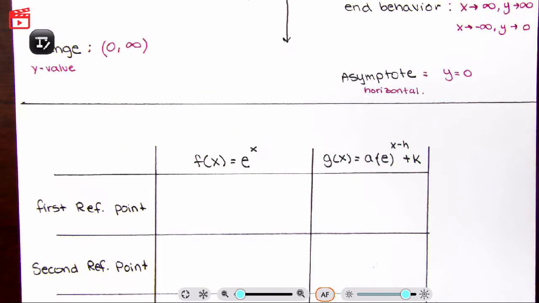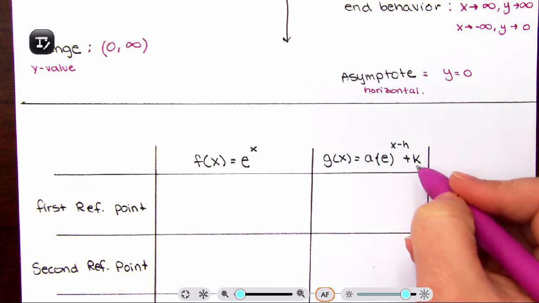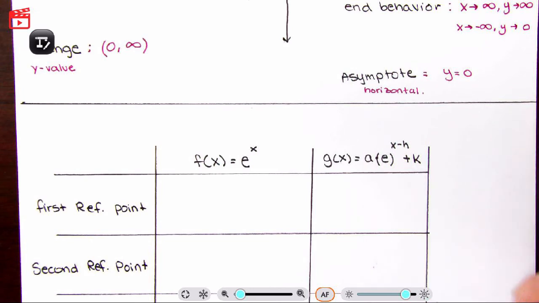Now, your transformations are that of exponential functions, that of original functions that we did when we were first starting transformations. It's always the same thing. K is going to be your vertical shift, up or down. H is going to be your horizontal shift, left or right. A value here is going to be your vertical stretch or compression. All of that remains the same.